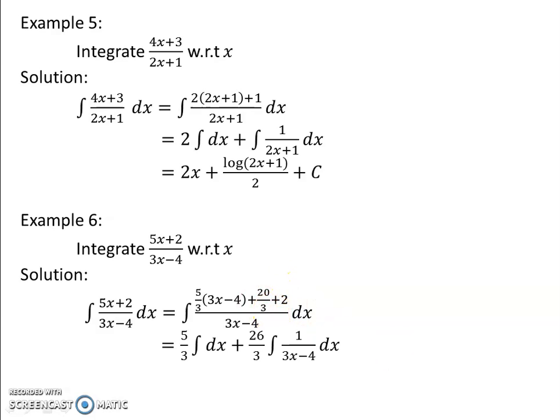So separating the denominator and applying the theorem, we get 5 by 3 integration of dx plus 26 by 3 integration of 1 upon 3x minus 4. Again, integration of dx is x. Integration of 1 by 3x minus 4 is log of 3x minus 4 upon the derivative of 3x minus 4, plus c. The derivative of 3x minus 4 is 3. So the final answer is 5 upon 3 x plus 26 by 9 log of 3x minus 4 plus c.